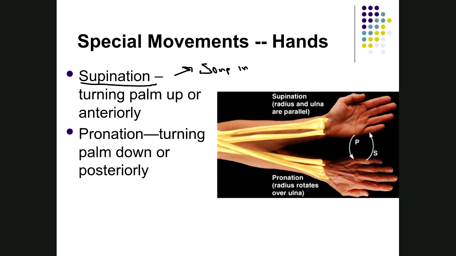So look, this person could hold soup in their hand. That's supination. The opposite of that is when you turn the palm down or posteriorly, and that's called pronation. And if you pronate, you will pour it out. So you hold the soup in your hand, and then if you pronate, you'll pour it out. You can only do these movements with the hands. No other body parts can supinate or pronate.